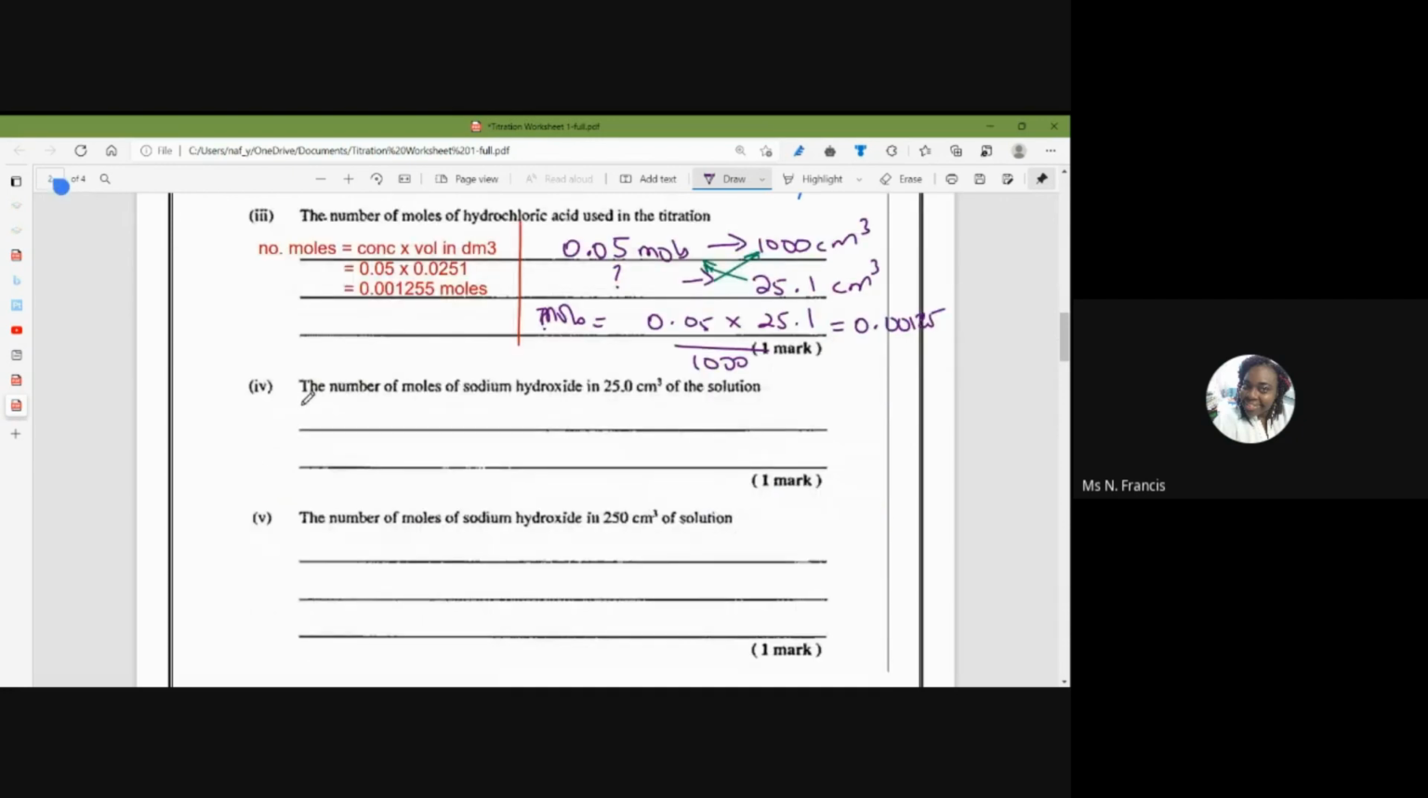All right, now the question now is, now that we have all the information for the acid, we have the concentration, we have the volume, and we have the number of moles. We need to now move on from the known to the unknown, which is the base in this case. So the number of moles of sodium hydroxide in 25 cm cubes of the solution. How do we find the number of moles? Now, there's something that is suggested that we use. What do we use to find the number of moles? We're going to use the mole ratio to find the number of moles for the base.